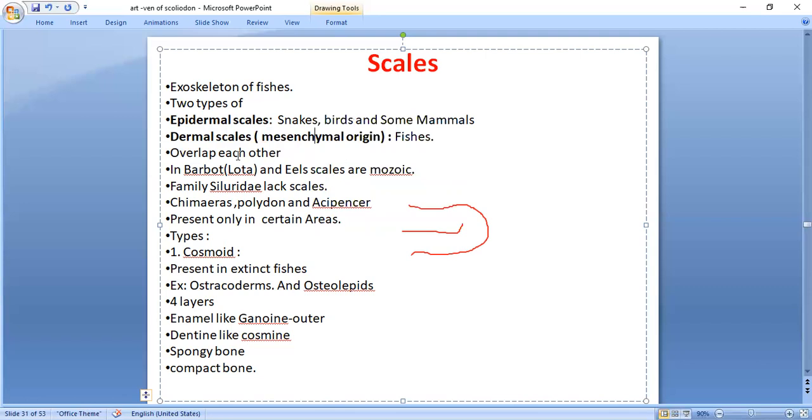Generally, the scales overlap each other. Okay, so there is a fish called parrot fish, and its scientific name is Lota species.